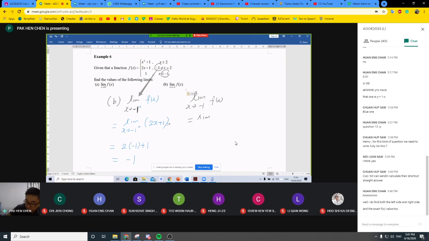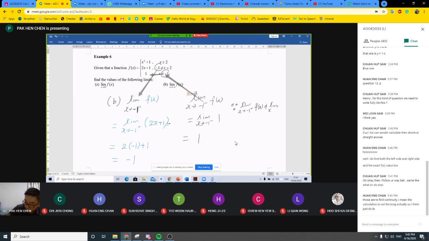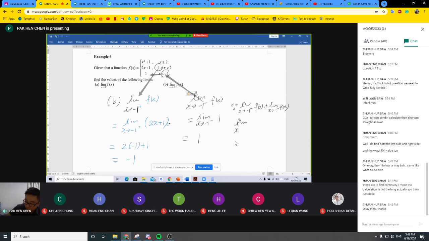While for the left side limit, this is the left side limit, you will refer to this domain, and that will be the corresponding function of 1. The limit as x approaches -1 equals 1, isn't it? Okay, because both of them have a different value, since the limit from the right side is not equal to the left side limit, therefore we can conclude that the limit at that particular point does not exist.